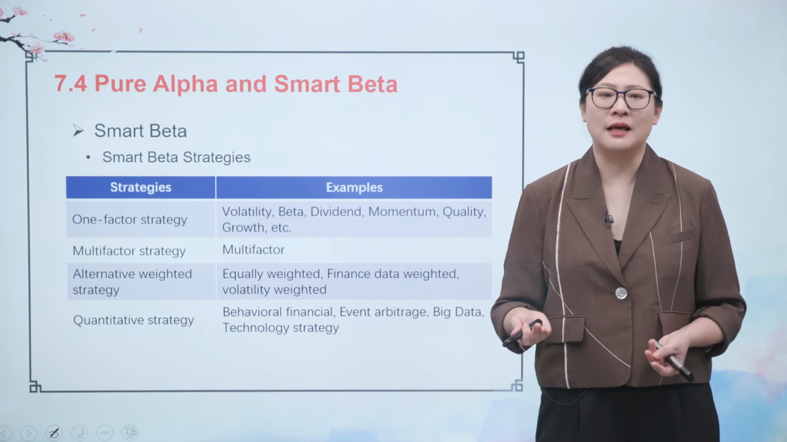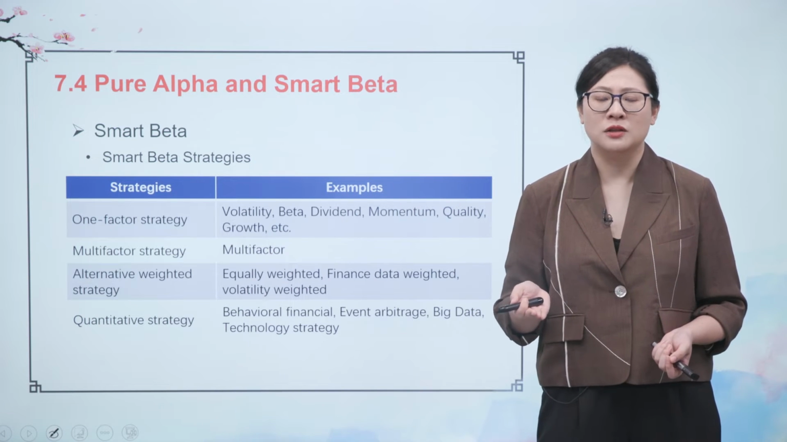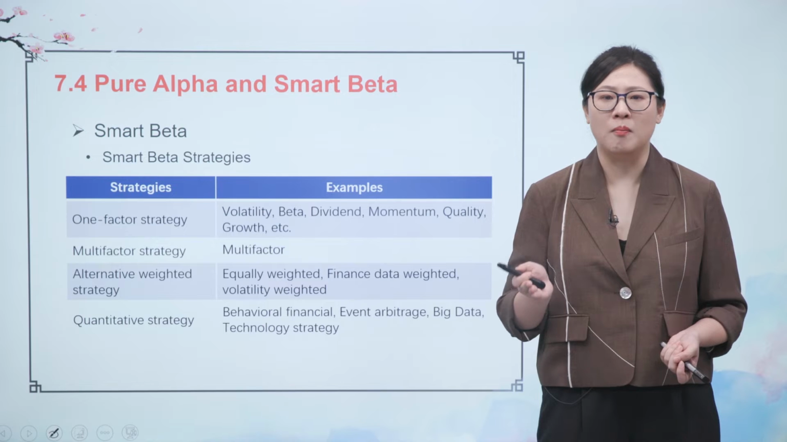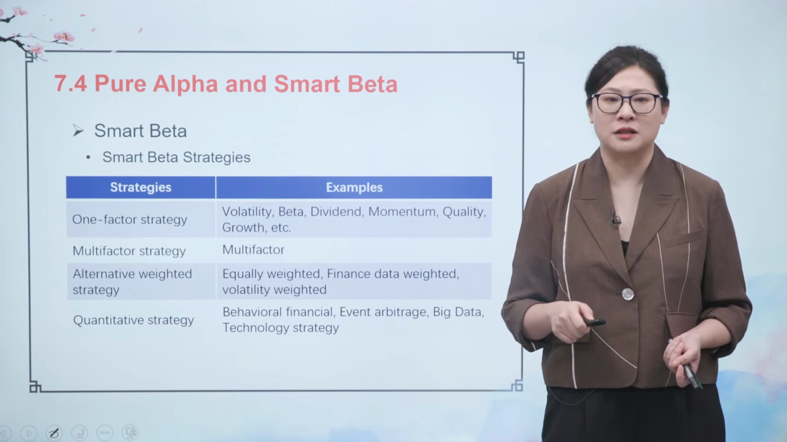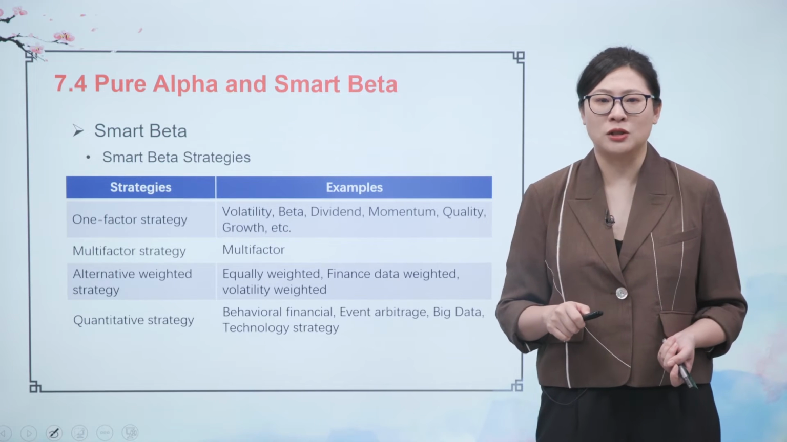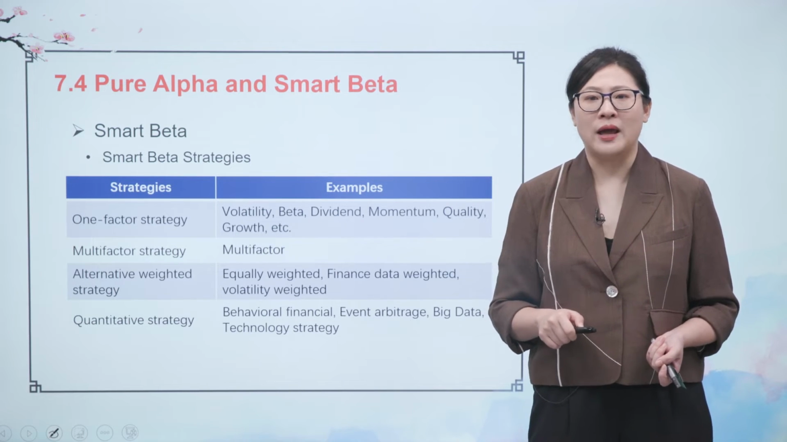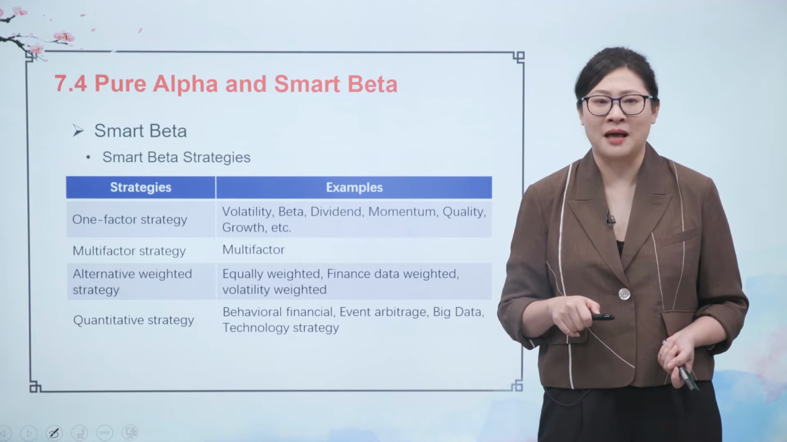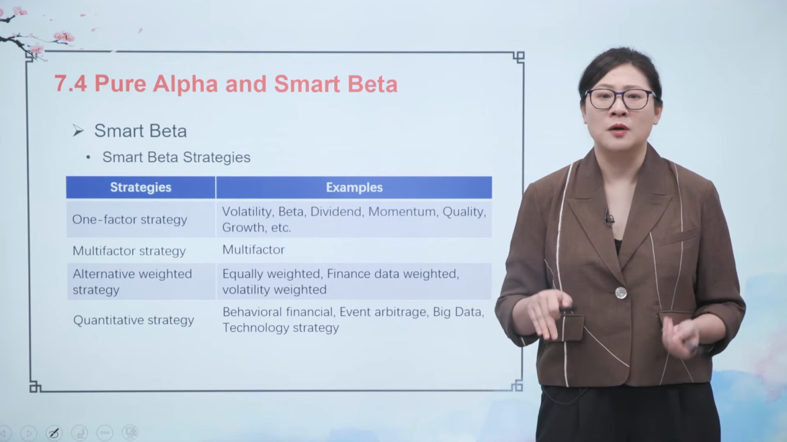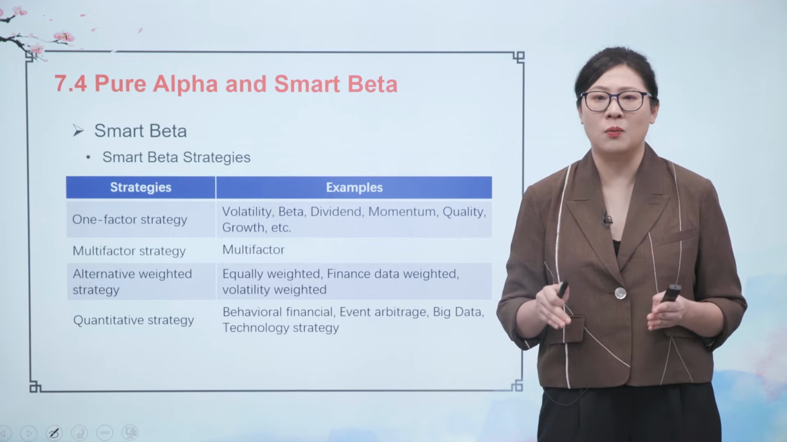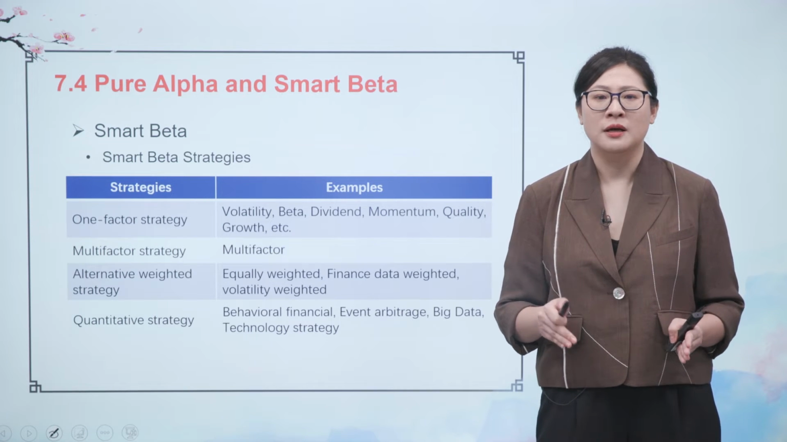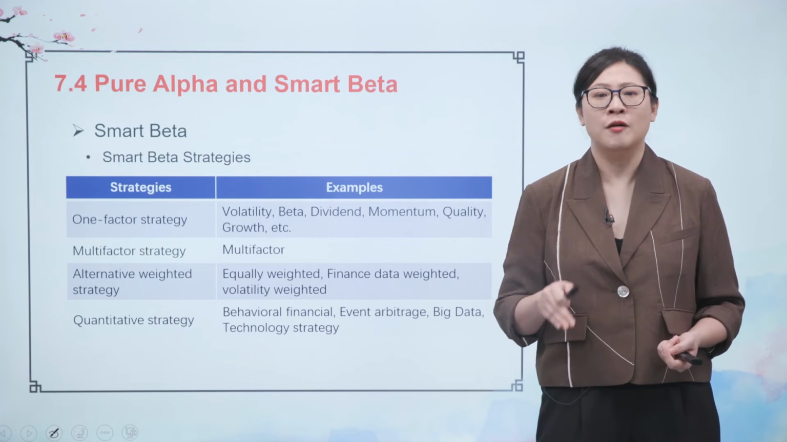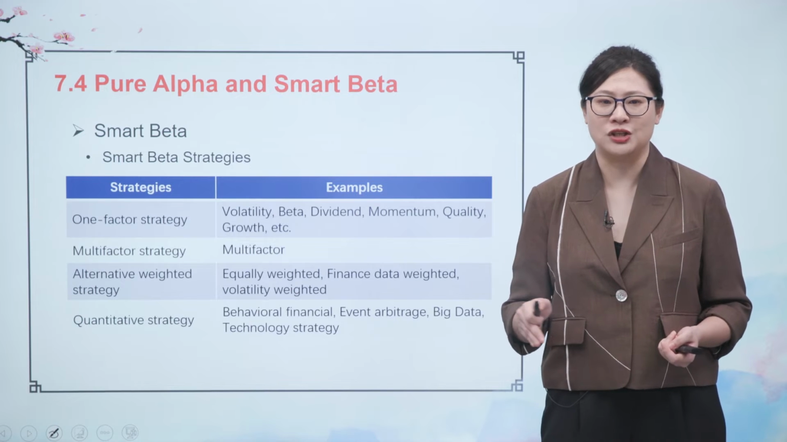But recently, we find that the one-factor strategy is more popular than the multi-factor strategy. Especially in China, we have the dividend strategy for smart beta. High dividend companies will have a higher return, so lots of mutual funds follow that dividend strategy.